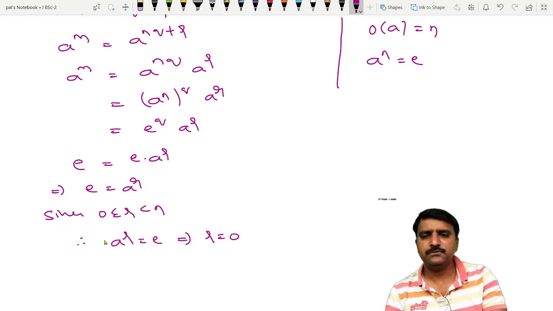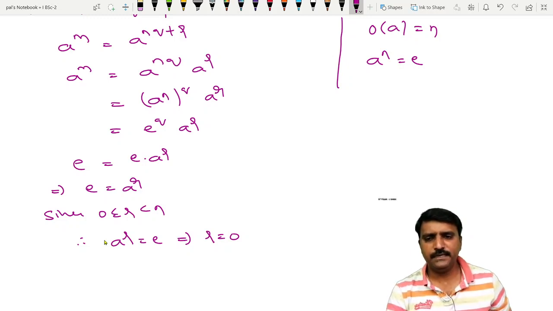Okay, so a to the power of r is e, which implies that r is equal to 0.